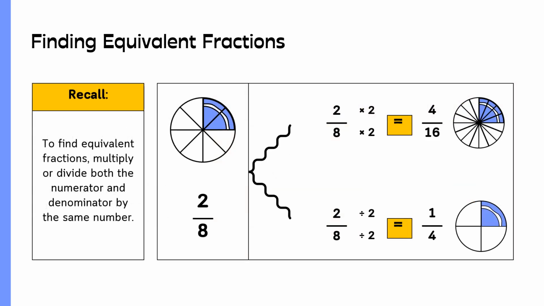So, to recall, to find equivalent fractions, you multiply or divide both the numerator and the denominator by the same number. So if you look at this, 2 over 8, if you multiply both the numerator and the denominator by 2, you get 4 over 16, right? If you divide 2 and 8 by 2, you get 1/4, or a quarter, okay?